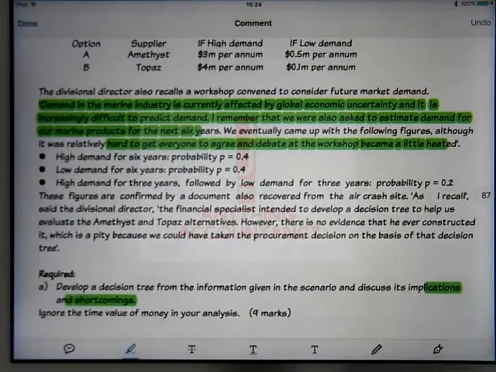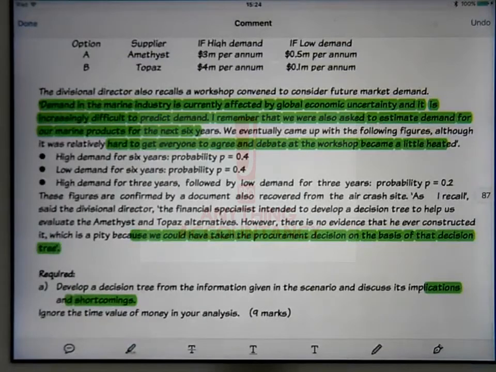As I recall, said the division manager, the financial specialist intended to develop a decision tree to help us. No evidence he ever constructed it. Pity, he could have taken the whole procurement decision based on the tree. Okay, now, you just have to draw the tree. Can you quickly draw the tree? Hurry up. Draw the tree.